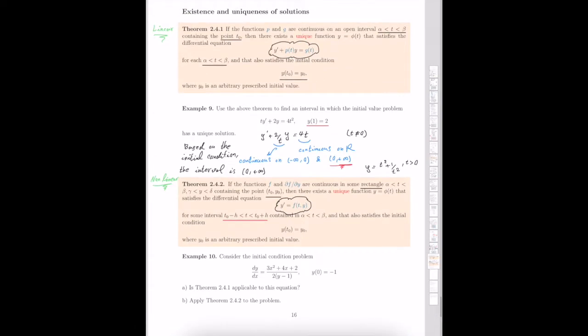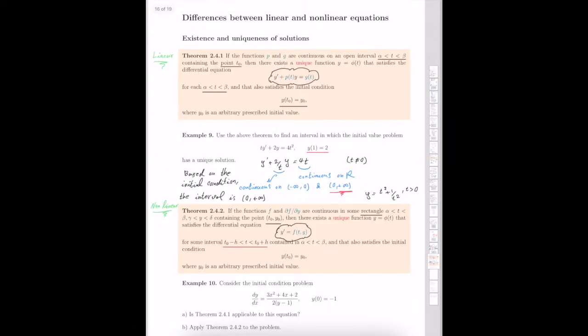In the previous theorem, you see that here we had alpha beta, and then the theorem stated that the solution exists in the same interval, alpha and beta. Here, this alpha and beta is not necessarily the same as this one. It only contains this smaller one. So this is just like t0 plus minus h, the interval that we're looking for here.